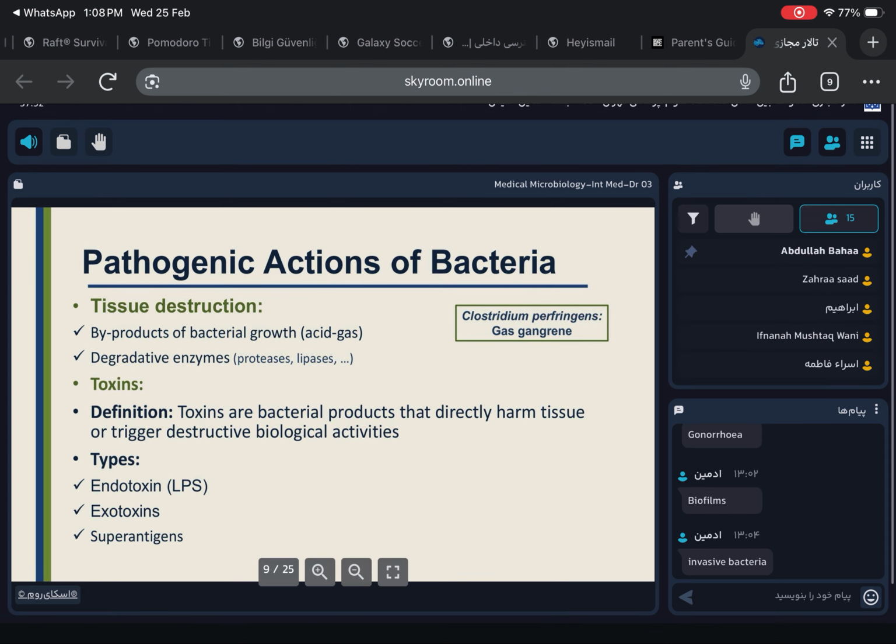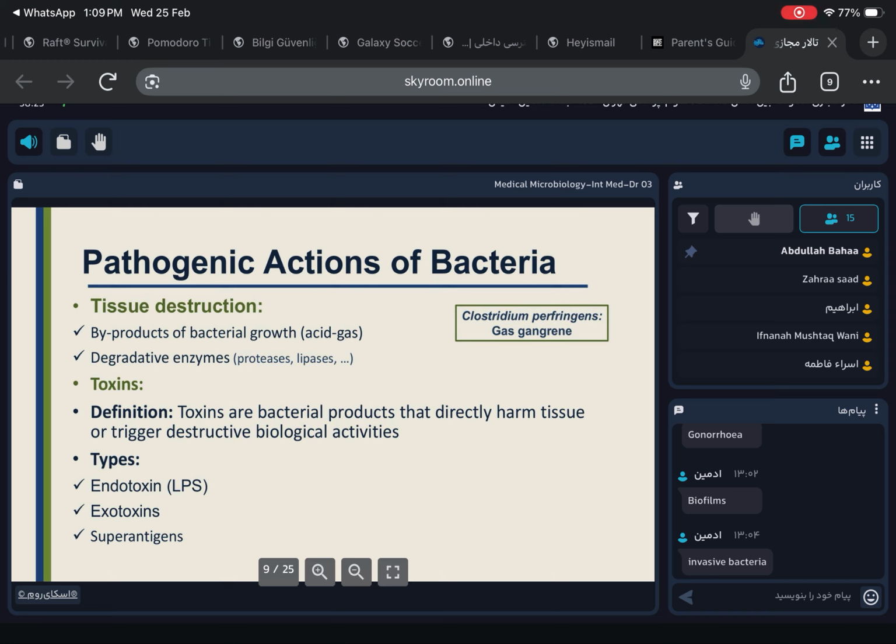Okay, so in order to break down those large molecules, bacteria need degradative enzymes like protease and lipase. Protease is able to break down proteins. Lipase is able to break down lipids. So degradative enzymes are also destroying the tissues. Also, as they are destroying the tissues, these degradative enzymes help bacteria to spread into the tissues.